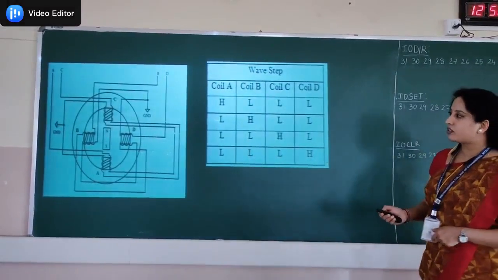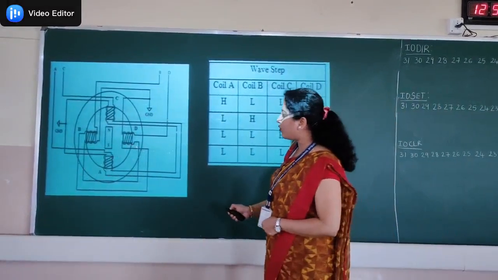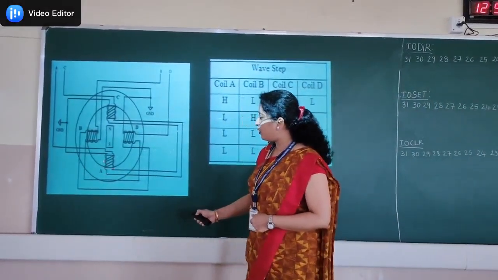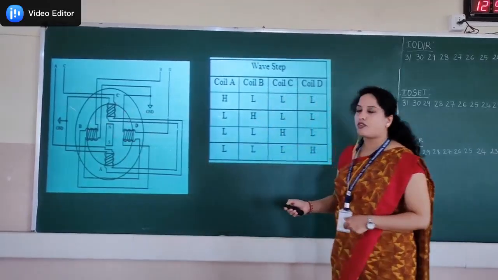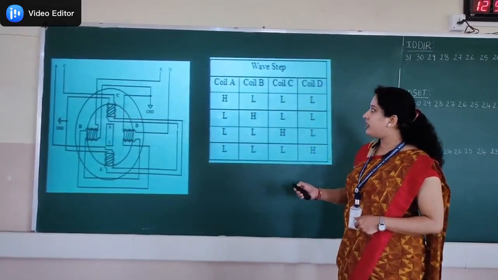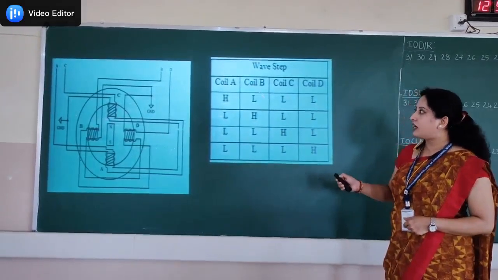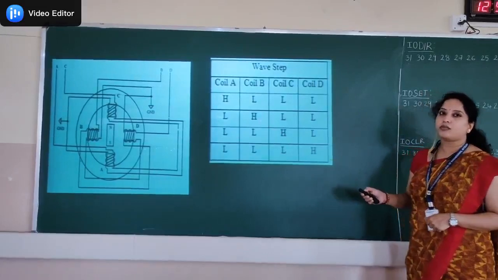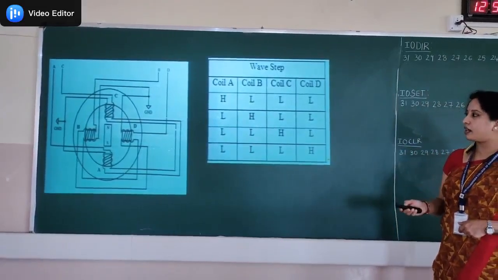So here we will be using a four-phase stepper motor. You can see that there are four coils, denoted by A, B, C, D. We can call it a coil or a phase: A, B, C, D. So by energizing these coils in a particular sequence, you can rotate the motor either clockwise or anti-clockwise one step at a time.